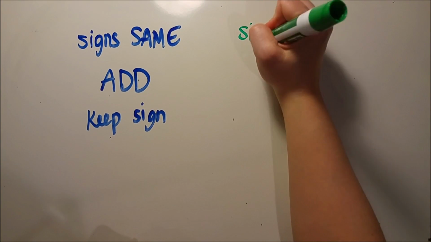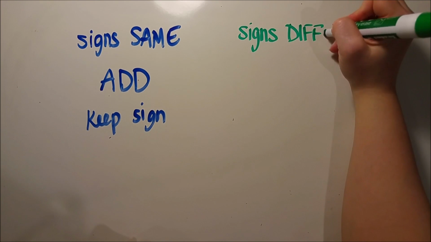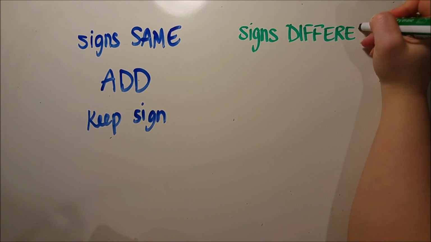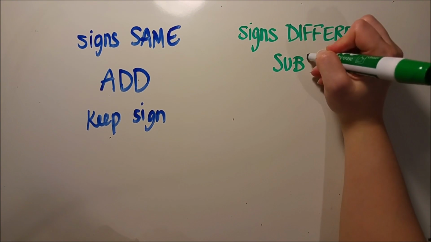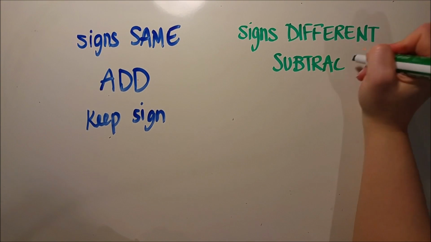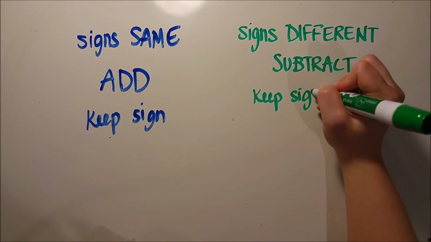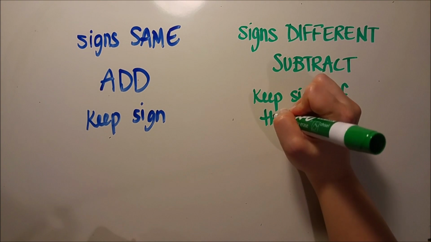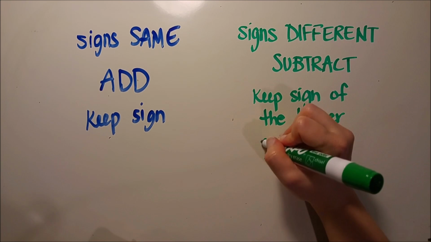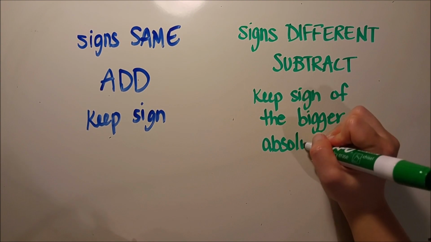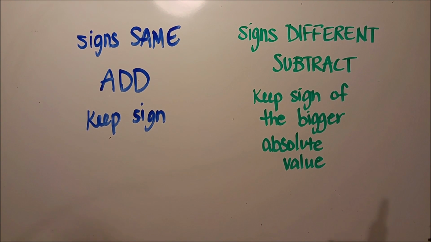If your signs are different, you subtract, and then you keep the sign of the bigger absolute value, of the number that was farther away from 0.